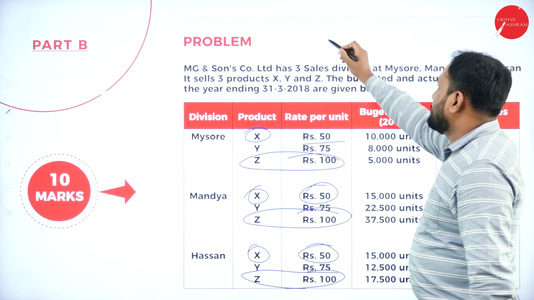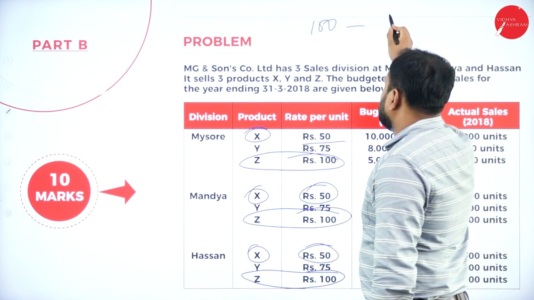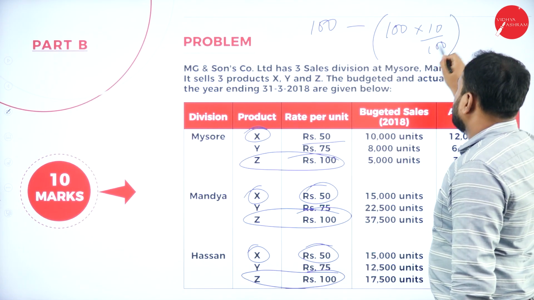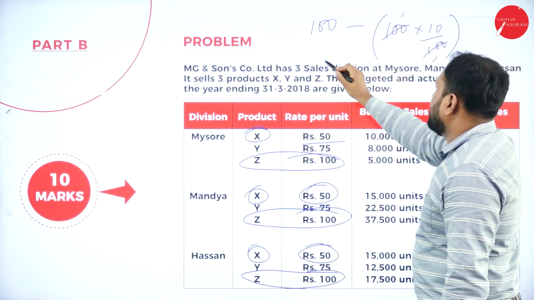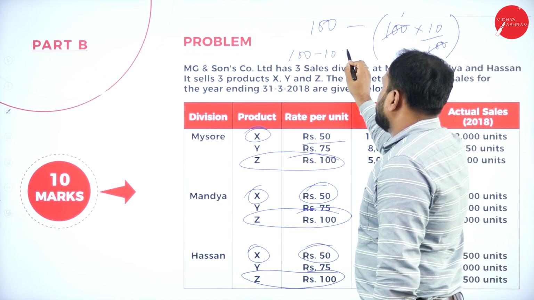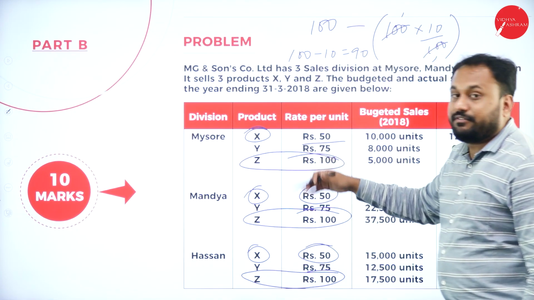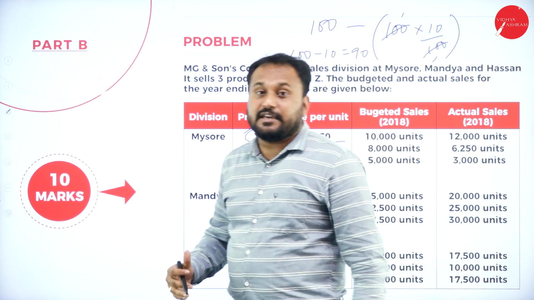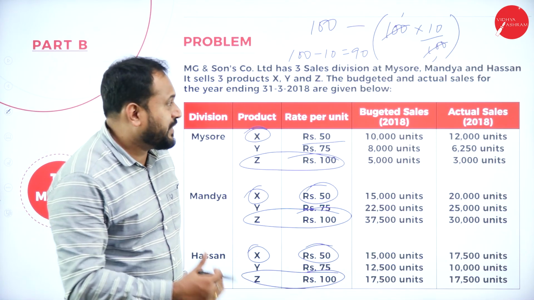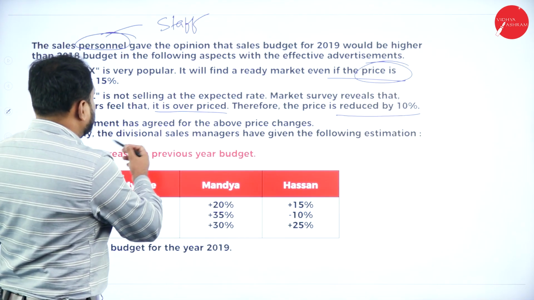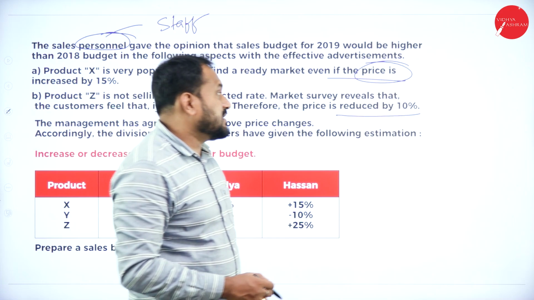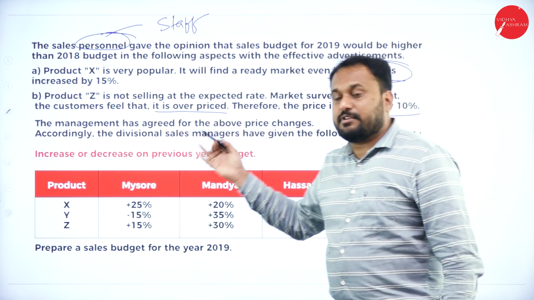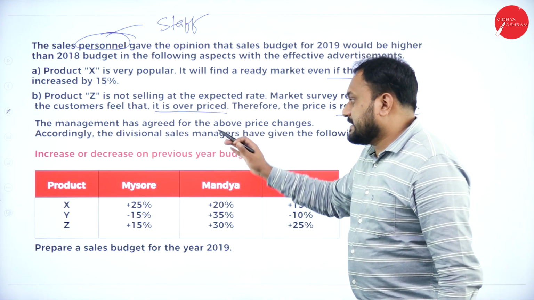So you have 100 rupees. You write here 100 minus 100 into 10%. So 100 minus 10 is equal to 90 rupees. So everywhere in 2019, whenever product Z comes, you should give the rate as 90 rupees. Next, they say the management has agreed to the above price change. The minute they have agreed, go for 57.50 and 90. The management has agreed, done.